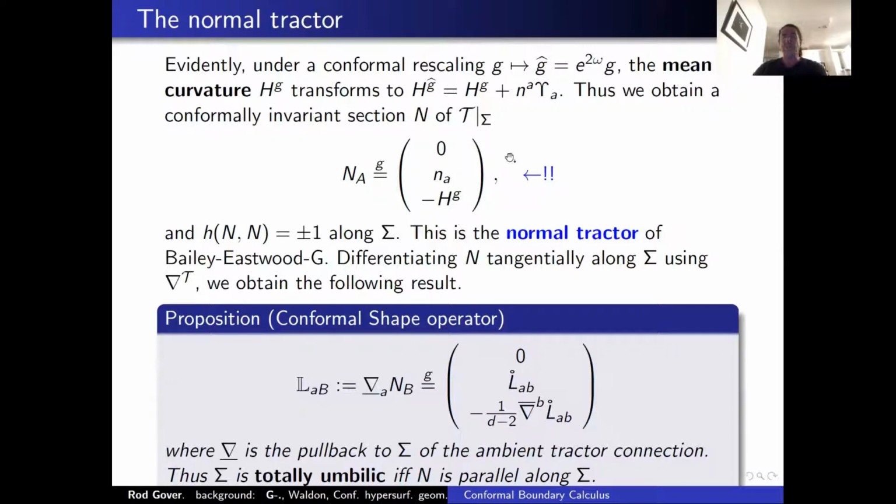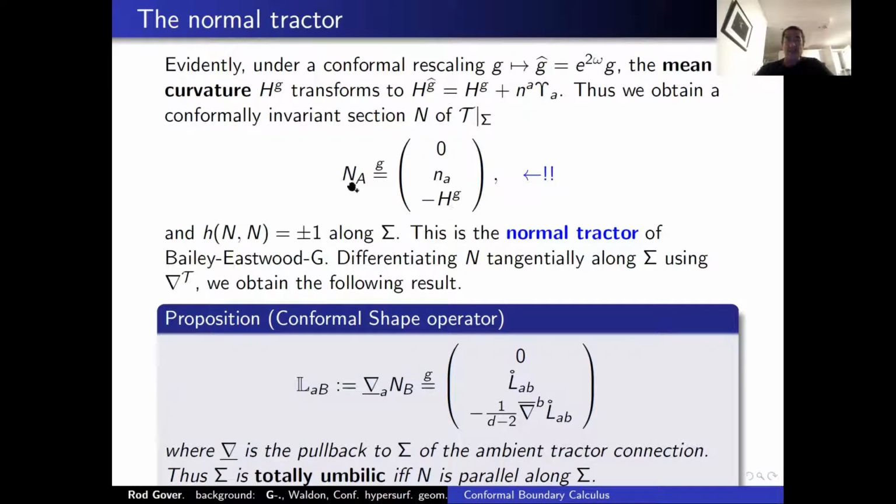Okay, so we can play good games with that because it's conformally invariant. Namely, we can use all that conformally invariant tractor machinery. So this is called the normal tractor. And here's the first result. So if we differentiate this thing tangentially along the hypersurface using the ambient tractor connection, right? So obviously we can do that.